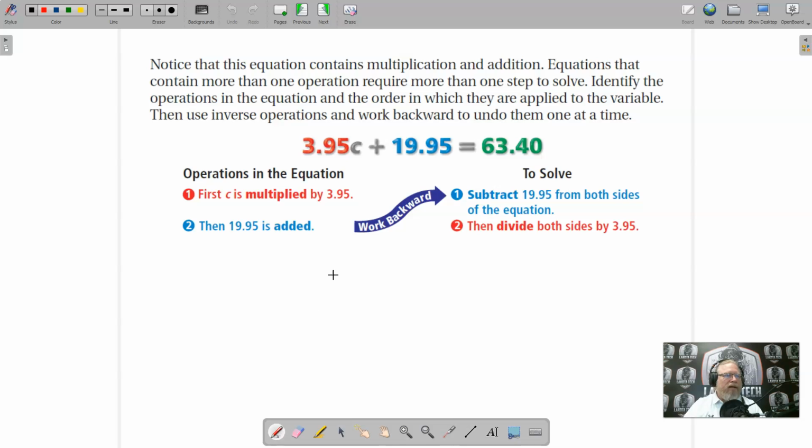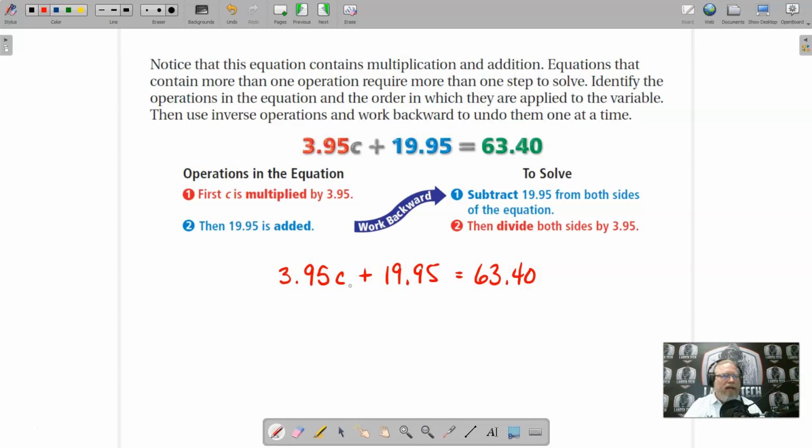Now, another way to look at this, and one that I kind of prefer, is to rewrite this problem. 3.95 times C plus 19.95 equals 63.40. I'm going to do pretty much the same thing, only I want to focus on it a little bit differently. We need to isolate the variable C, right? We're trying to find out what C is, so we want to get it all by itself.